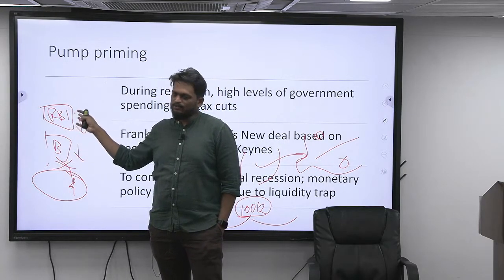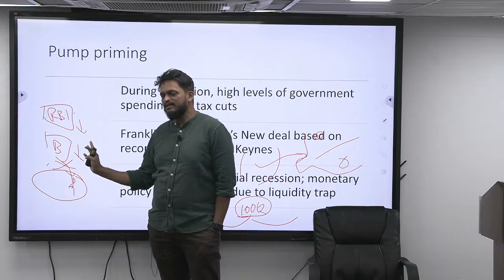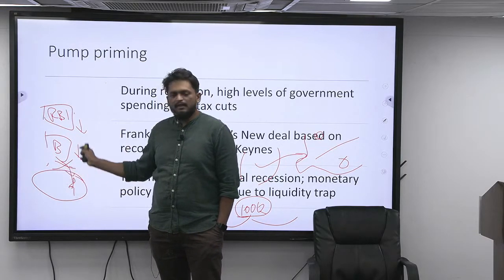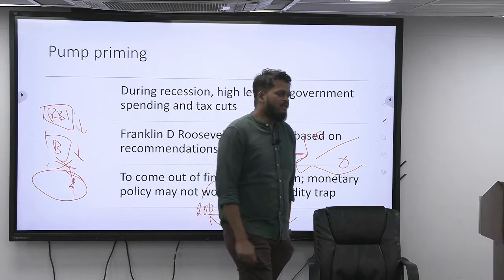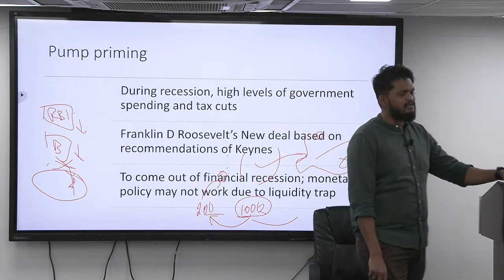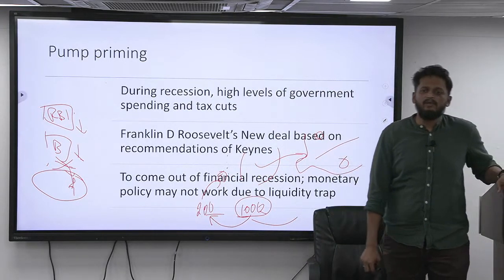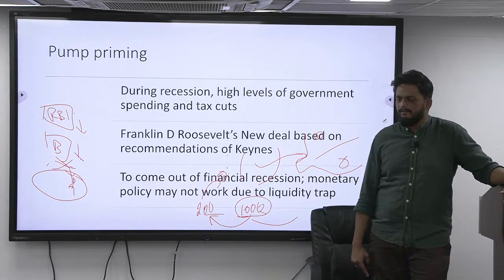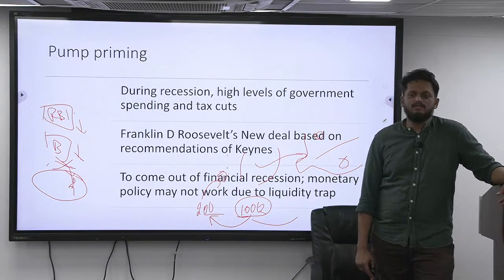When RBI has reduced the interest rate, and banks have reduced the interest rate also, people are not taking loans. In a recession or depression, usually monetary policy becomes weaker, and at one point may even completely stop working because people are not taking loans. For monetary policy to work, what is important?